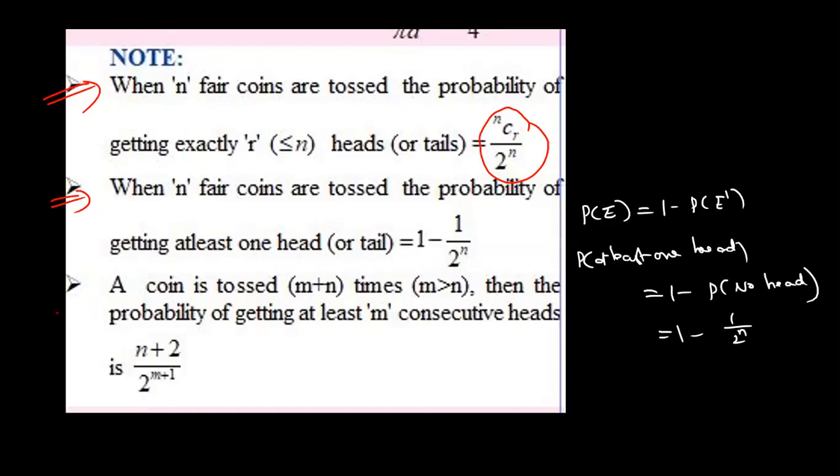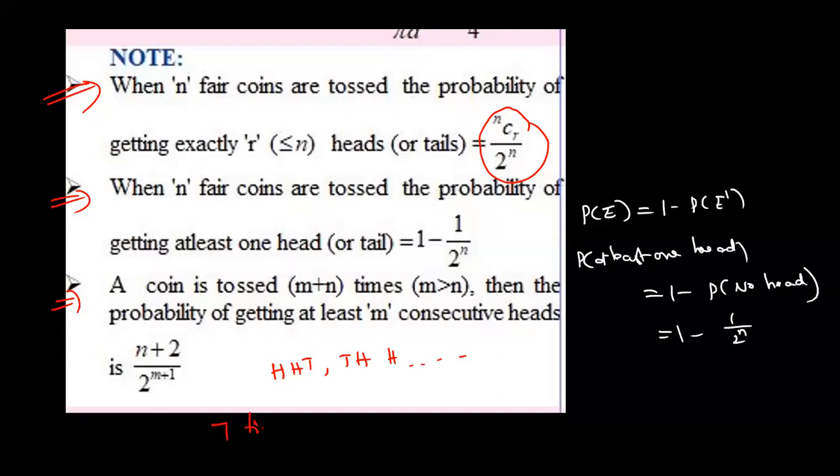So write down. To discuss, time is not there. A coin is tossed m plus n times, m greater than n. Then the probability of getting at least m consecutive heads. For example, consecutive means what they're asking like that. The coin is tossed 7 times. If I'm giving question, a coin is tossed 7 times, then what is the probability of getting at least 4 consecutive heads? Apply this one.